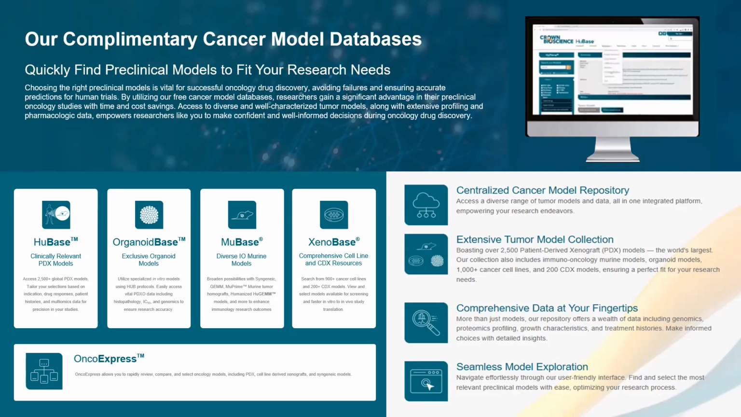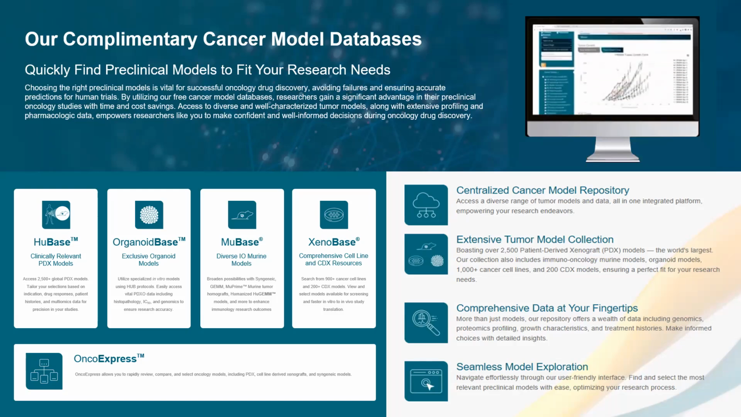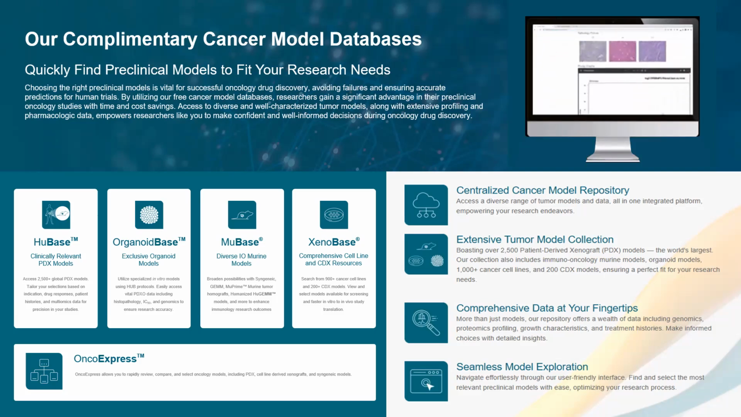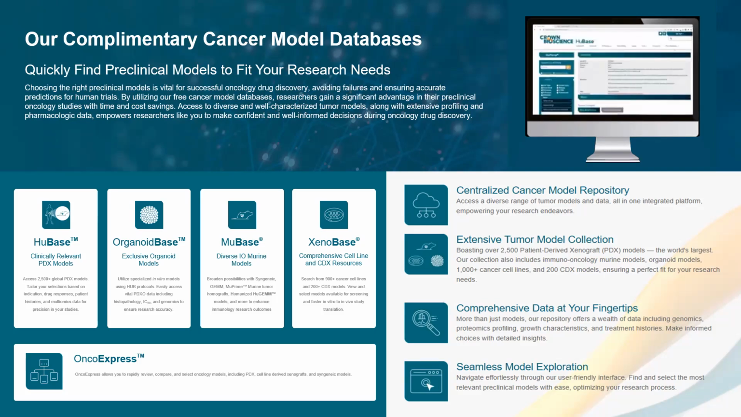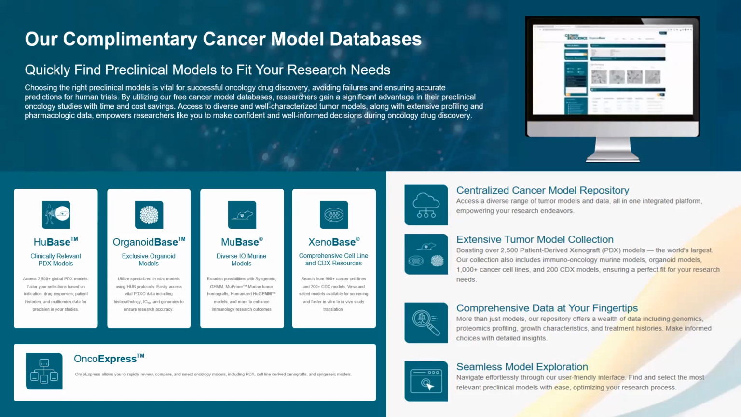There are 4 main databases: one for PDX, one for organoids, one for murine models, and the fourth one for xenograft cell line models. This is a centralized model repository, with extensive model characterization and collection. For example, there are over 2,400 PDX, over 600 organoids. Some of these organoids have matched xenograft models. There's a diverse collection of murine models, and over 800 cell lines with over 240 different xenograft models.